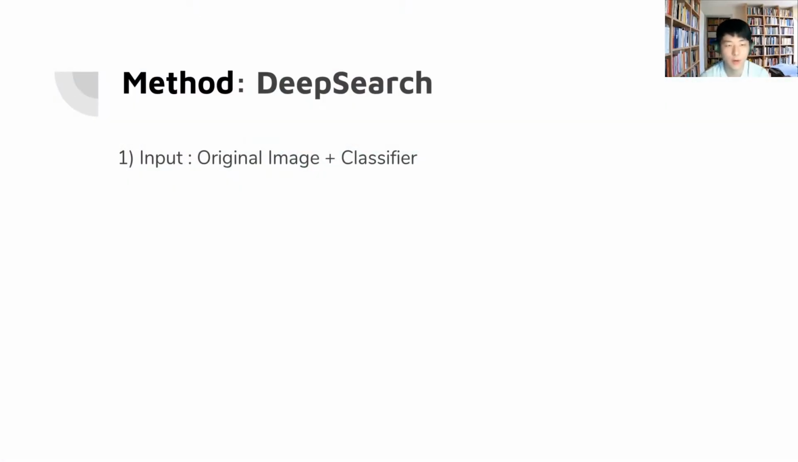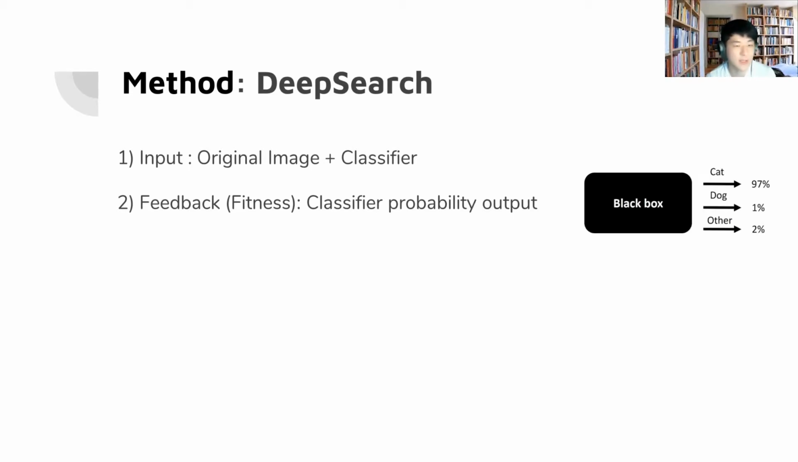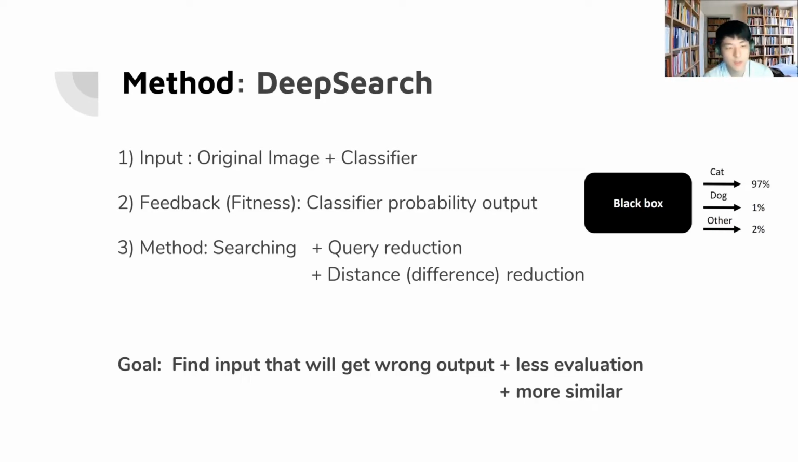So what we have are the original image and the access to the classifier. The only information to make searching decisions is the probability output of the classifier. And as the name implies, we'll be using a searching method assisted with query reduction and distance reduction. And you might be wondering what query reduction and distance reduction are. To put it simply, the goal is to find an input that will get us a wrong output, but we don't want to ask the black box too many times, and we want our adversarial input as similar as possible to the original one.